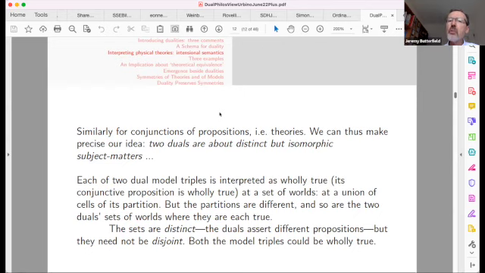But two dual model triples might have partitions that are different. And so therefore are the two dual sets of worlds where each of the two duals is true. So the sets are distinct. The duals do assert different propositions, but the two sets need not be disjoint, and both of the model triples could be wholly true.